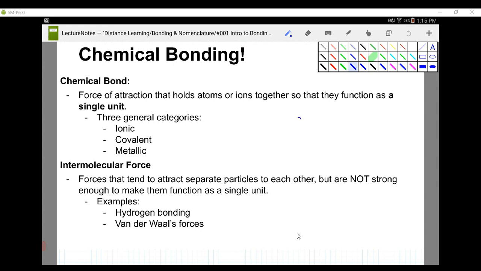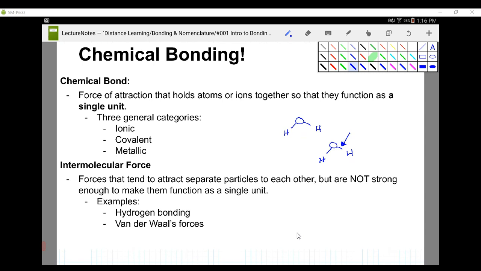So, for example, here if we had one water molecule and a second water molecule somewhere else in the container, this here is a chemical bond. It's the covalent bond in this case that holds the oxygen and the hydrogen together in the same water molecule.